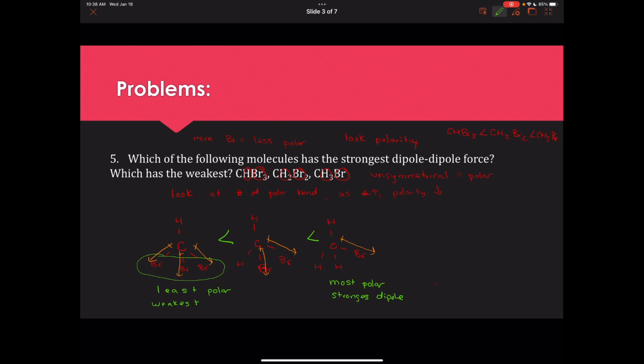Now, if we had different atoms, then we could also look at electronegativity. So if we were to compare a CH3Br to a CH3F, the carbon-fluorine bond is more electronegative. And so this would be more polar than a CH3Br. And therefore, it would have stronger dipole-dipole forces.